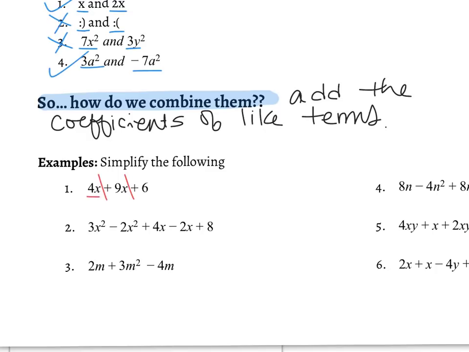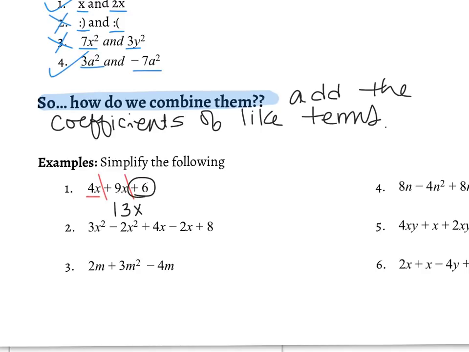So now I'm going to look at 4x. Can I add 4x with 9x? Well, yes, I can, because they both have an x, and that x is the same size. So all I'm going to do is add the coefficients, so the numbers in front. So 4 plus 9, 13. So I have 13x.